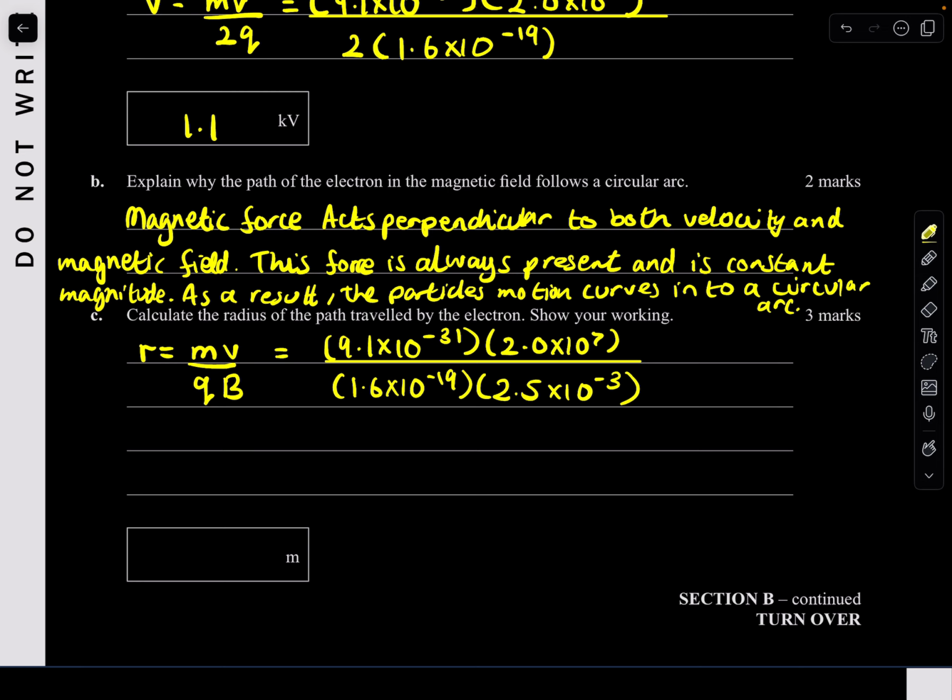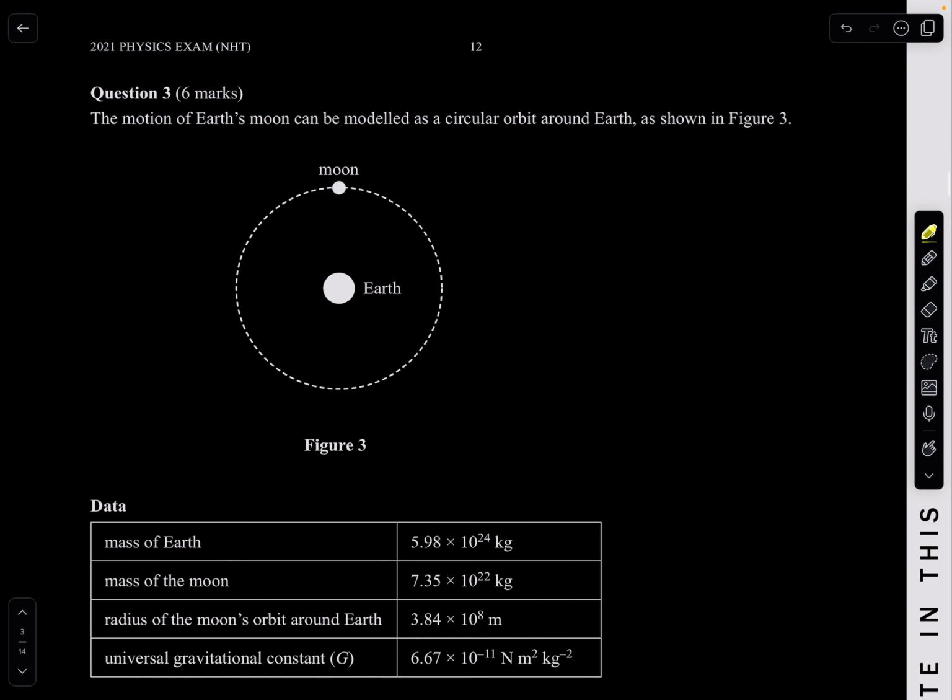Putting this in my calculator, I should get the radius. And so I got, to two significant figures, 4.6 times 10 to the power of negative what? So 1 and 2. So negative 2 meters. Yep, that looks good.